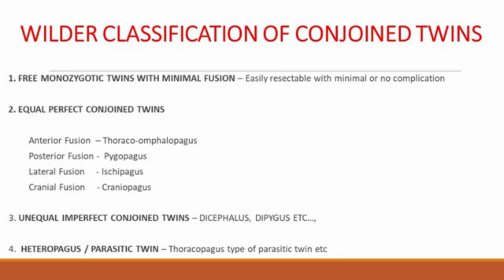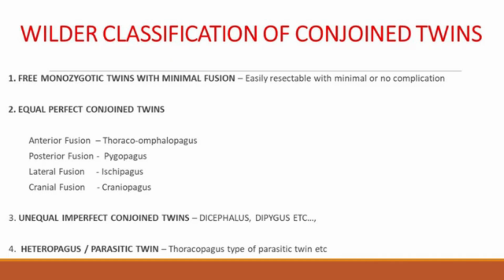We talked about the free monozygotic twins with minimal fusion. The second one, the most common, equal or perfect conjoined twins. The third one, less common, it's called as unequal or imperfect conjoined twins. The incidence is varied in different countries, and in a country it is variable in the different states of the same country. This type of conjoined twins is usually described by the areas of non-fusion. 2 best examples are dicephalous, which means 2 heads separated in 1 fetus, and dipygus means 2 pairs of legs in 1 fetus. So there are so many other types that do exist, and it will become too much for this discussion.